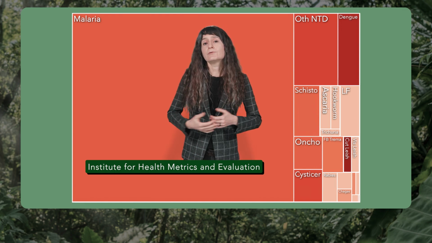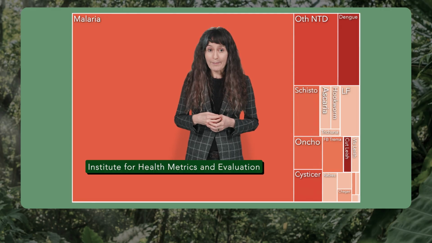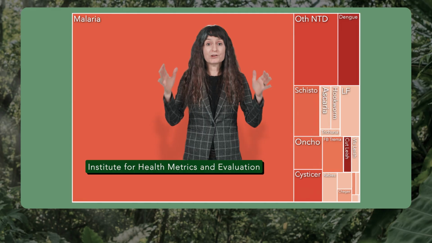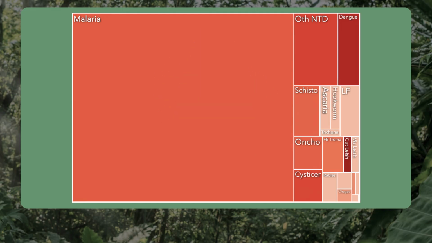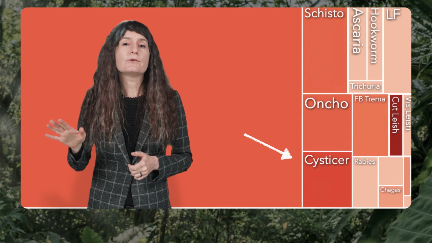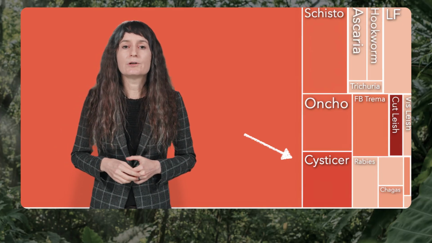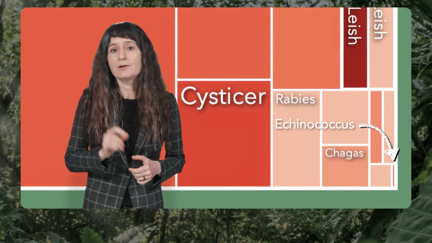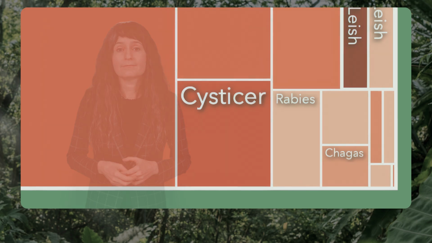In the most recent year for which data are available, 2021, here are the burdens for each neglected tropical disease. This is basically a square pie chart showing the proportion of the total global burden due to each cause. Malaria causes the bulk of this suffering, but check out the lower right corner and you'll see a box labeled cysticercosis. That is a tapeworm disease that we will cover later on. In the extreme lower right corner, there is another box too small to get a label, but that one is for Echinococcus, another tapeworm disease that we will cover.